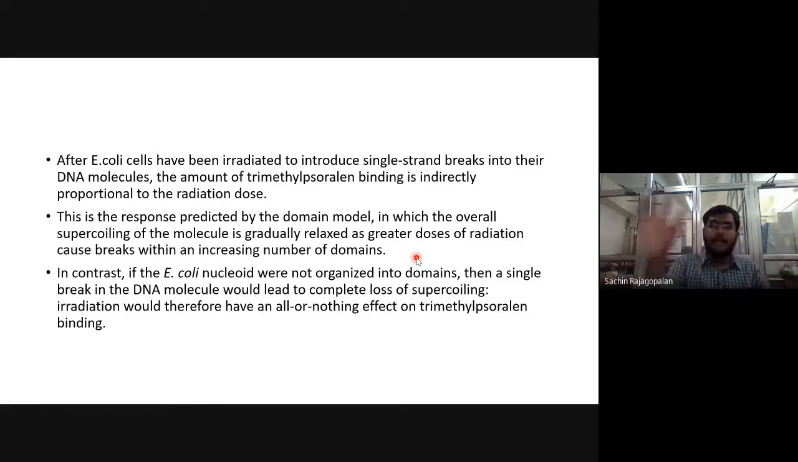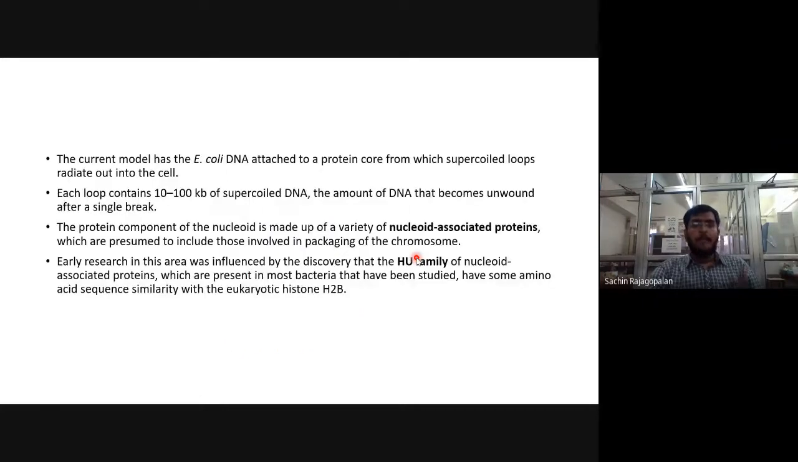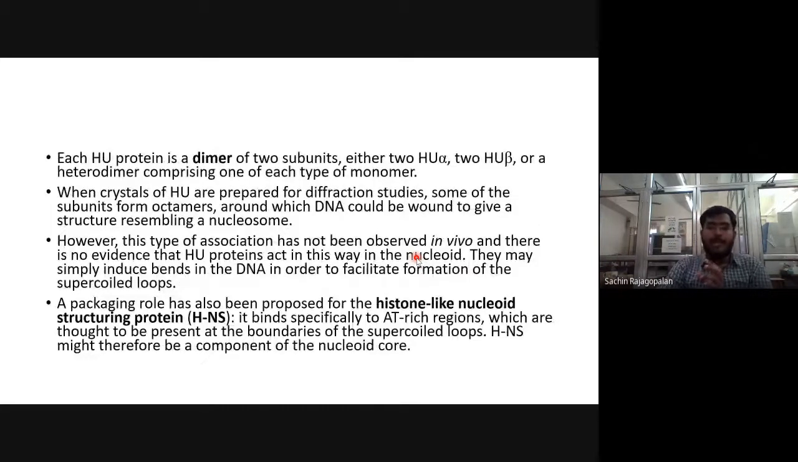It has been divided into multiple domains. Okay, now. The current model of E. coli domain that we have, it's attached to a protein core. The protein core is at the center and the DNA is radiating out. I'll show you the image of how it looks.